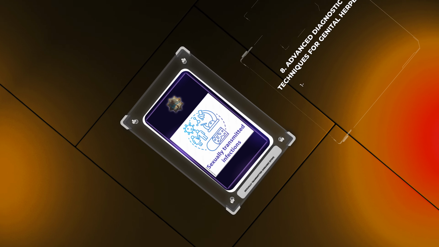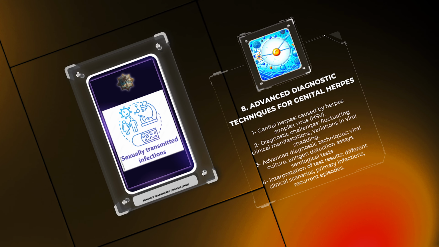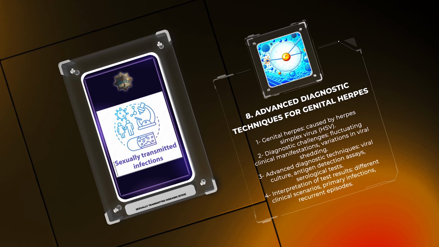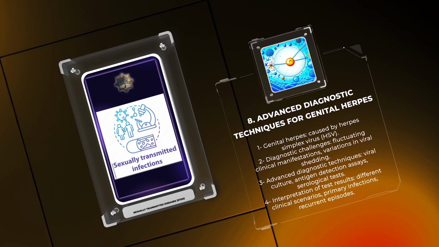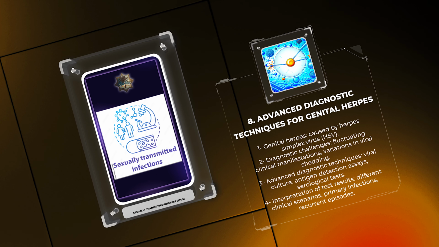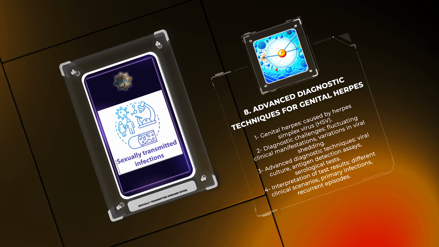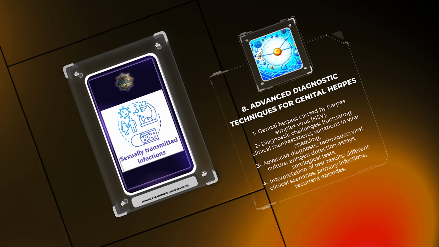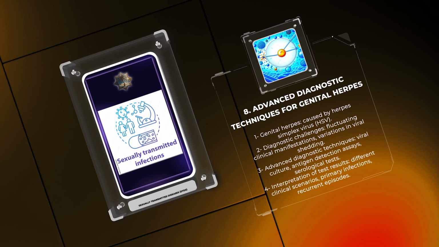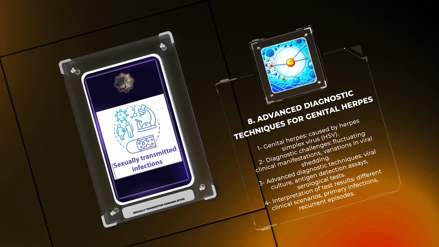Genital herpes, primarily caused by herpes simplex virus, HSV, presents diagnostic challenges due to its fluctuating clinical manifestations and variations in viral shedding. This topic will focus on advanced diagnostic techniques used to confirm herpes infections, including viral culture, antigen detection assays, and serological tests. The interpretation of test results in different clinical scenarios, such as primary infections versus recurrent episodes, will be discussed to aid in accurate diagnosis and management decisions.